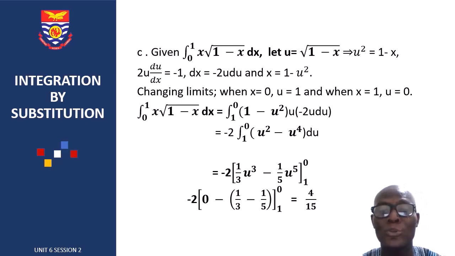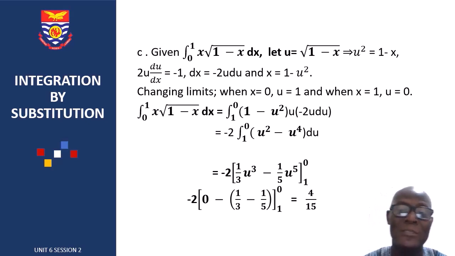2u du. Now the negative 2 there is a constant, so we bring it out, so that we have negative 2, the integral 1, 0, u squared minus u power 4 du. That is if you multiply the bracket by u squared. Now integrating u squared minus u power 4, we have negative 2 multiplying 1 over 3 u power 3 minus 1 over 5 u power 5. Then the limits, lower limit 1, upper limit 0.